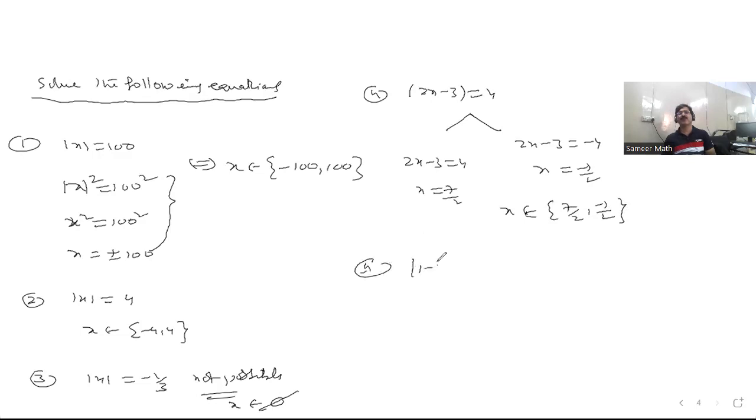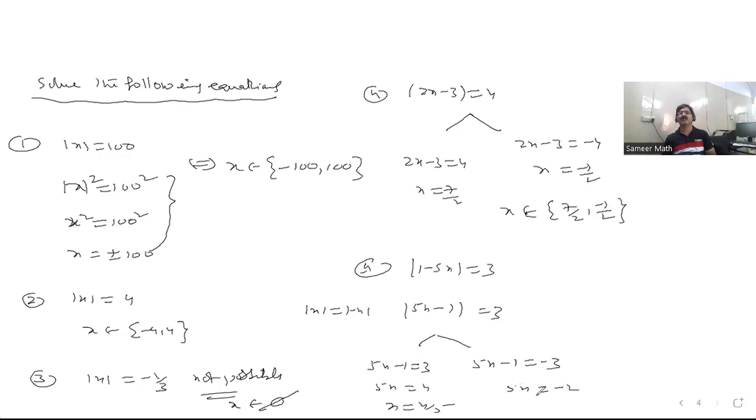Another example, the fifth one. Suppose you find a little hurdle like this, need not worry: mod minus x is equal to mod x. So you change it like this, and afterwards you can go for it. 5x minus 1 is equal to 3, and here 5x minus 1 is equal to minus 3. So 5x is equal to how much? 4. x is equal to 4 by 5. 5x is equal to minus 2. x is equal to minus 2 by 5.